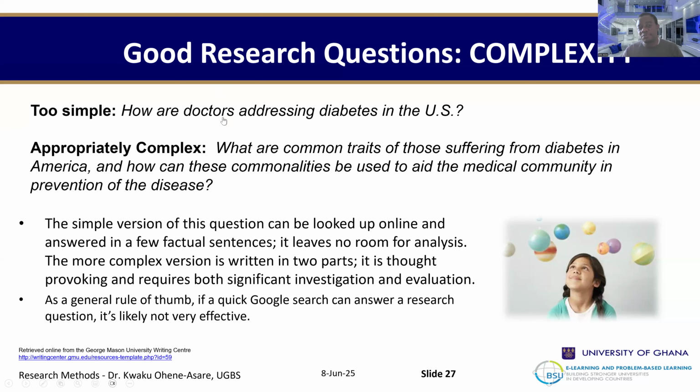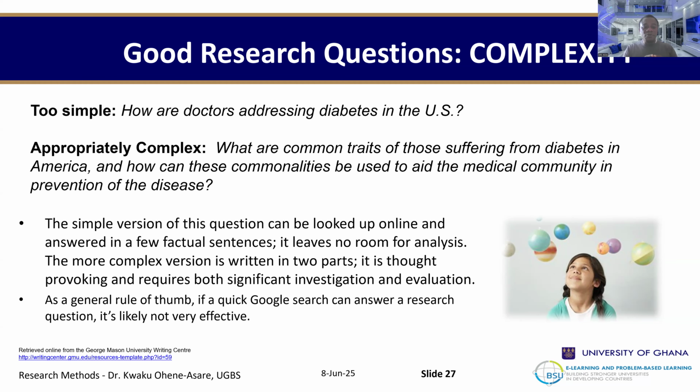It's too simple. Okay? But what are common traits of those suffering from diabetes in America? And how can these commonalities be used to aid the medical community in prevention of the disease? You got to be a little bit macho. The work has to be a bit macho so that when somebody reads it, it doesn't look like class one question.